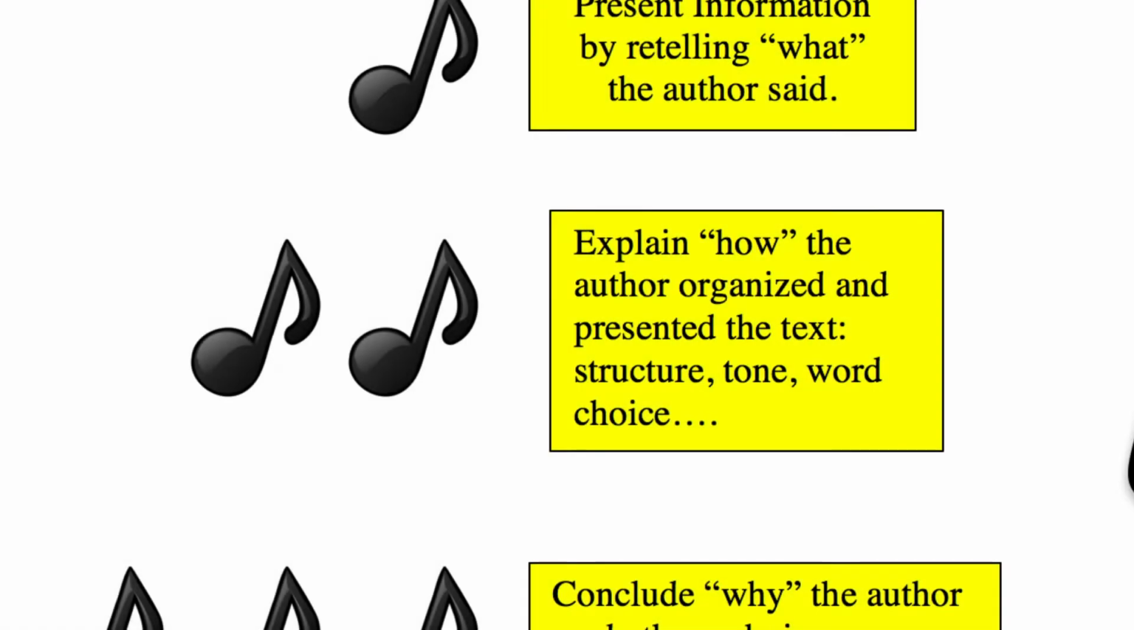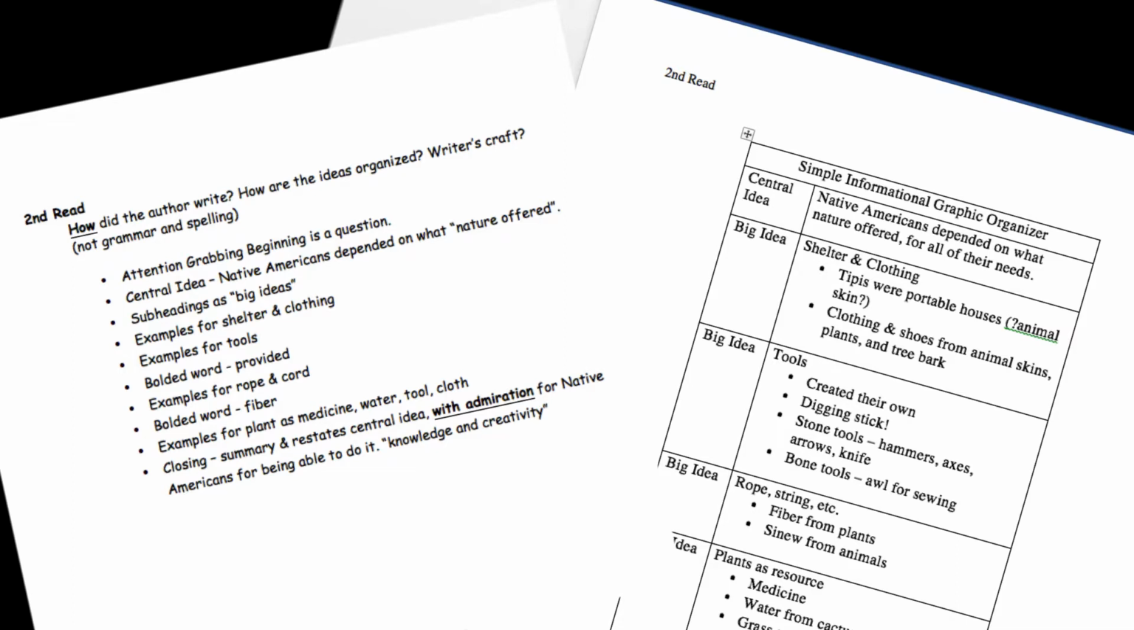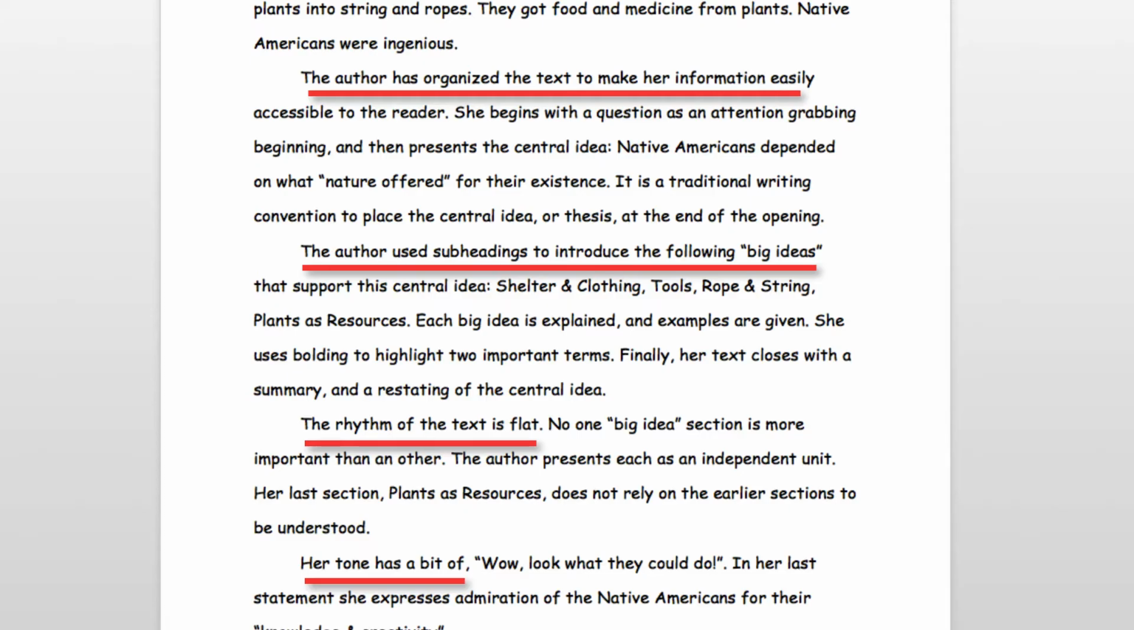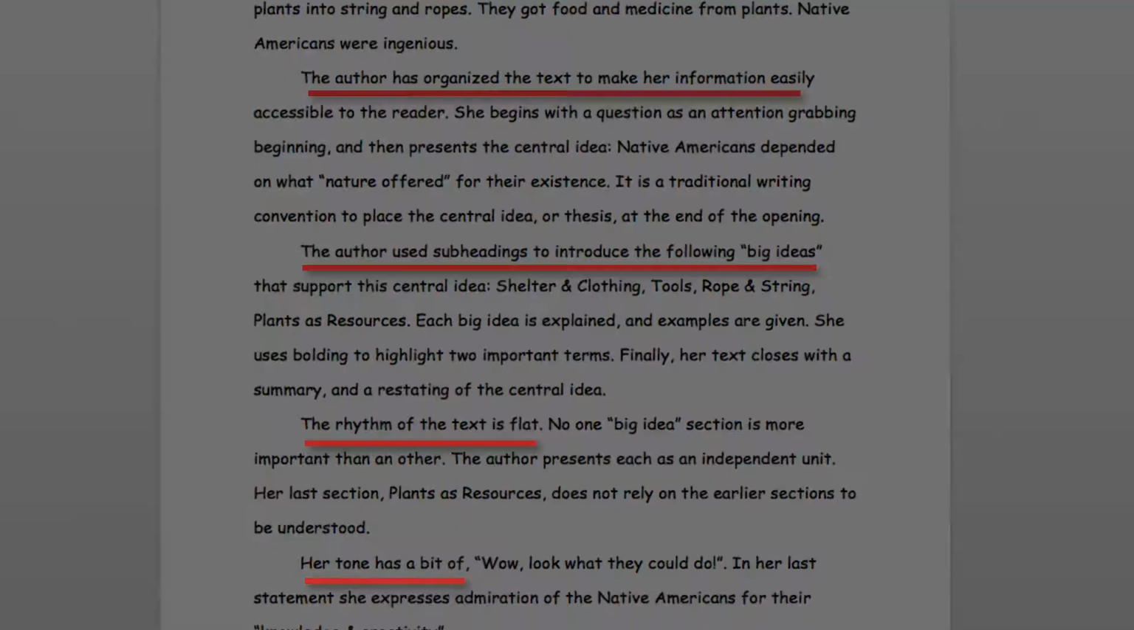The next intellectual beat of the essay examines how the author writes. The essay writer steps outside of the story and comments on how the author uses the conventions of writing informational texts. Take this information from your second read notes. Here is where you'll talk about how the organization of ideas support the central idea. Here's an example of what you could have written.